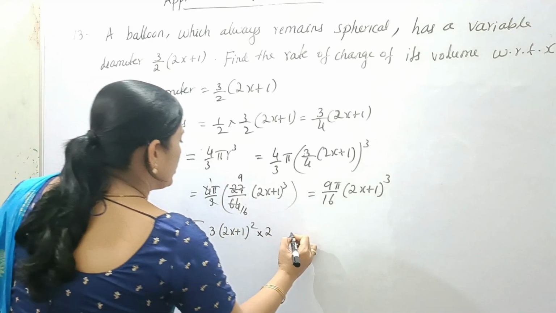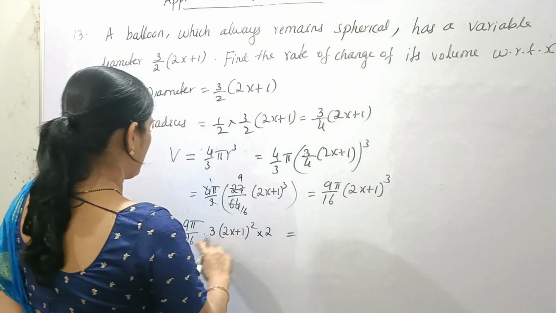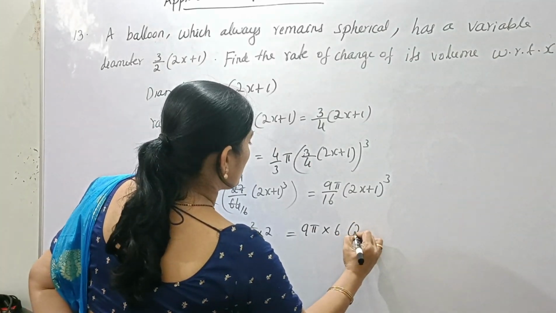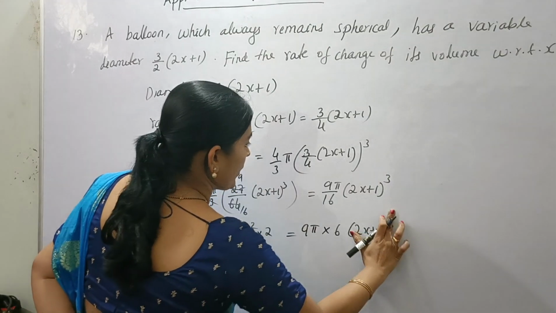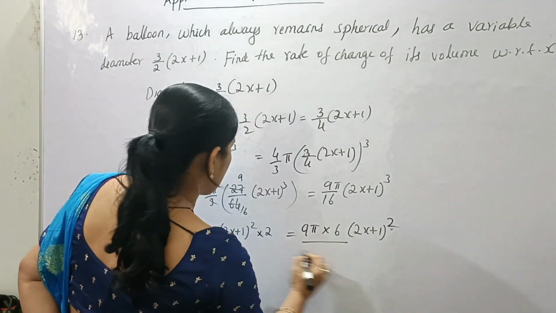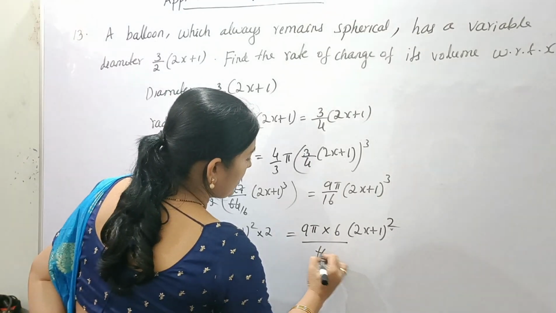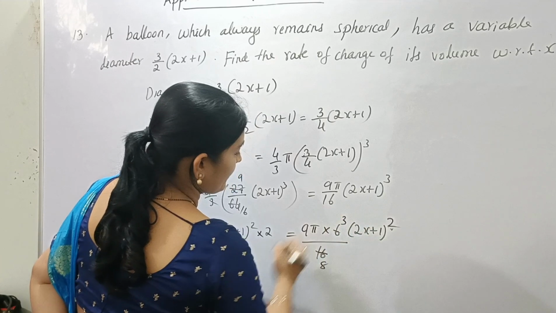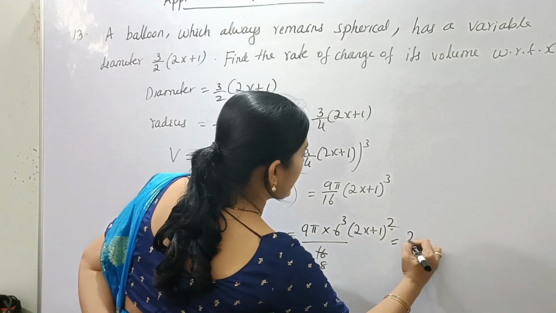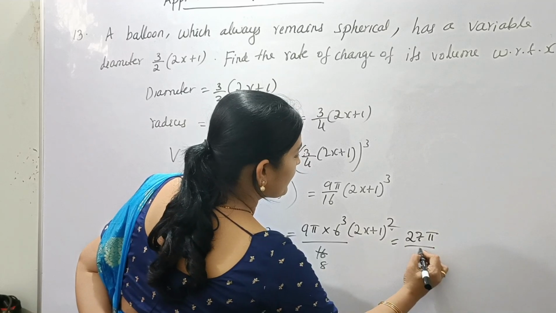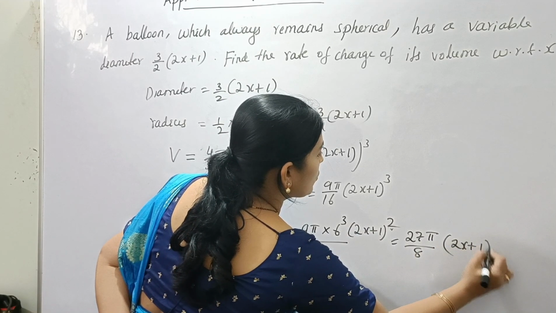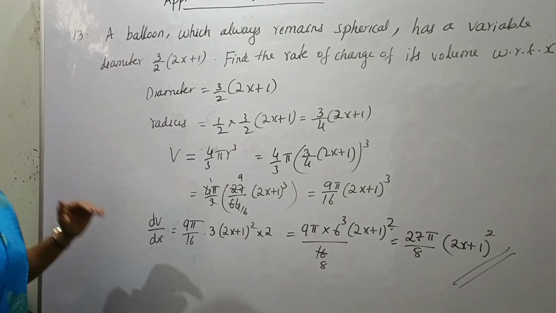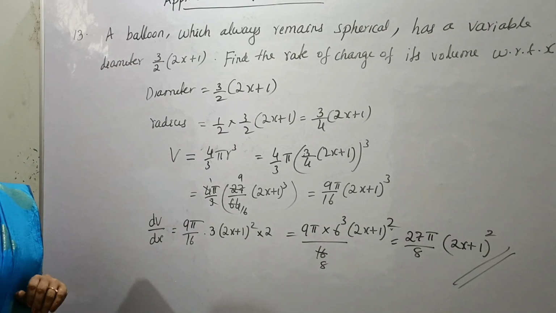That is equal to 9 pi into 6 into 2x plus 1 whole square divided by 16. Here 4 and 4, 2 8s are, 2 3s are 6, so that is 27 pi divided by 8 into 2x plus 1 whole square. So this is dV by dx, the rate of change of volume with respect to x.